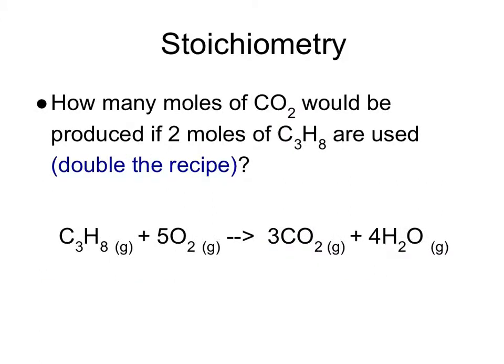So looking at this equation, what if we wanted twice as much CO2? Right, so if we use 2 moles instead of 1, well, the ratios are 1, 5, 3, and 4, which means if I put this at a 2, I have to also, by proportion, double everything else. So if I burn 2 moles of propane, I would get 6 moles of CO2. I'd also get 8 moles of water. So these proportions hold true no matter what the quantities are.